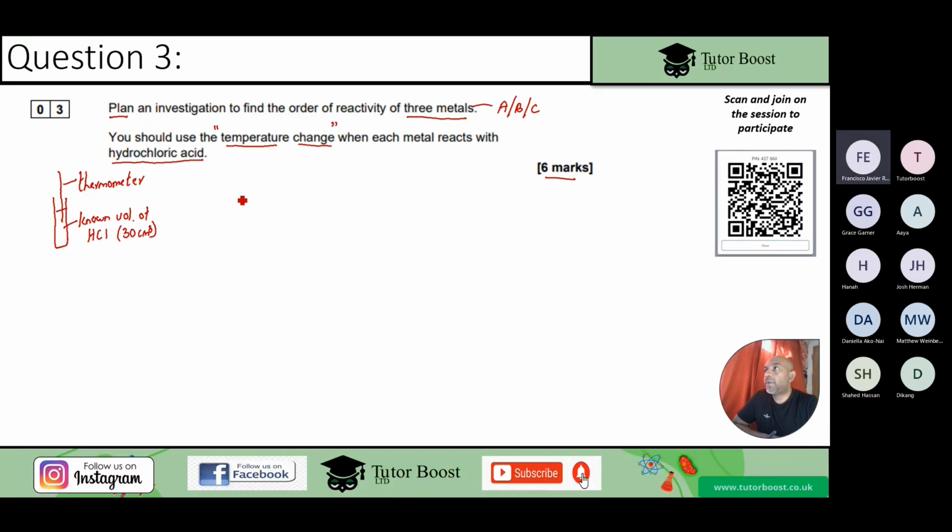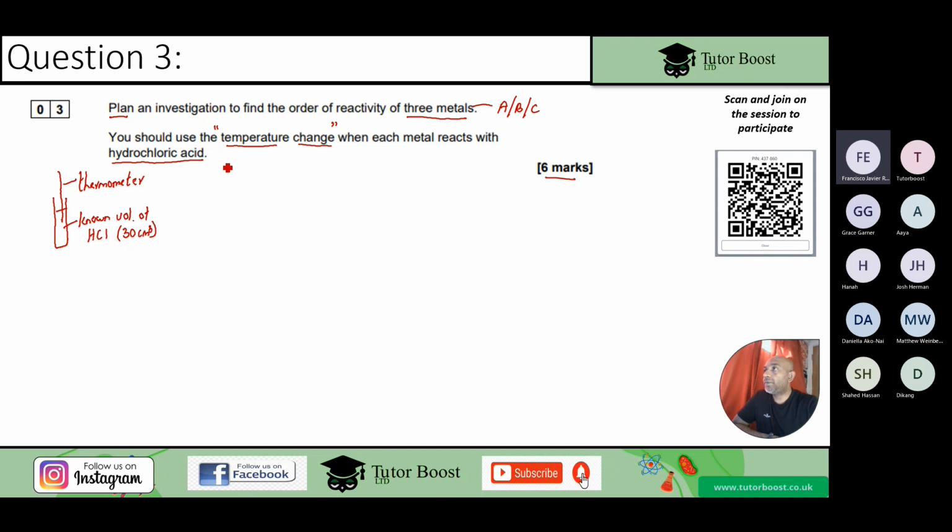So here's a simple setup of the experiment that you could use. Have the acid in a test tube of known volume, 30 cm³. They are asking you to find the order of reactivity for 3 metals, so you could label them as A, B, C if you don't know what the metals are, and you can make reference to these metals as A, B, and C in your answer as well. And you would use a thermometer to measure the temperature change.